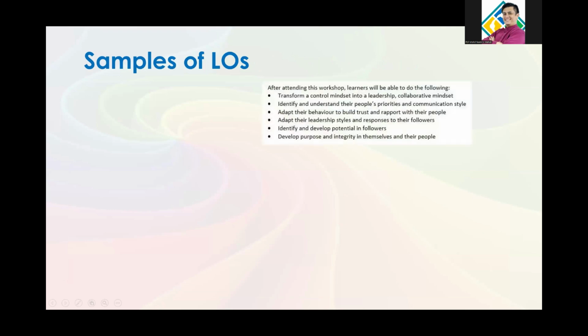Now, I want you to read this sample of 6 learning objectives. After attending this workshop, learners will be able to do the following. I would like you to guess what subject or what course this is about. Please tell me in the chat. My teachers tell me that if you write your learning objectives correctly, when the participants read them, they will be able to see and know what this course is about.